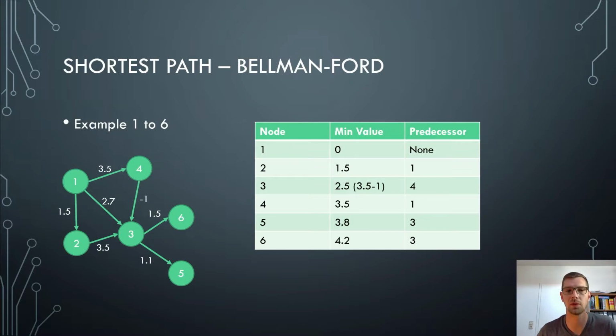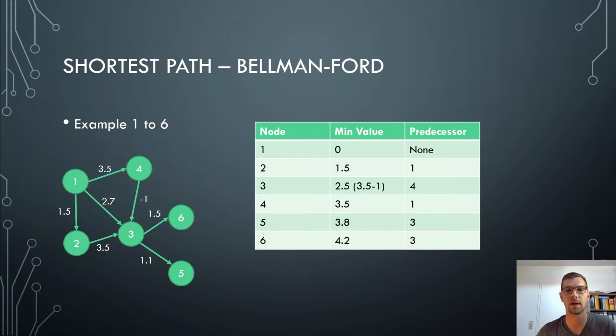So whenever we want to go to node 3 now, we take the cheapest route, and that is from 1 to 4 to 3 with a value of 2.5. Alright, so once we are there, we have to check the outgoing edges from 5 and from 6, but there are no outgoing edges, so we can skip that here.